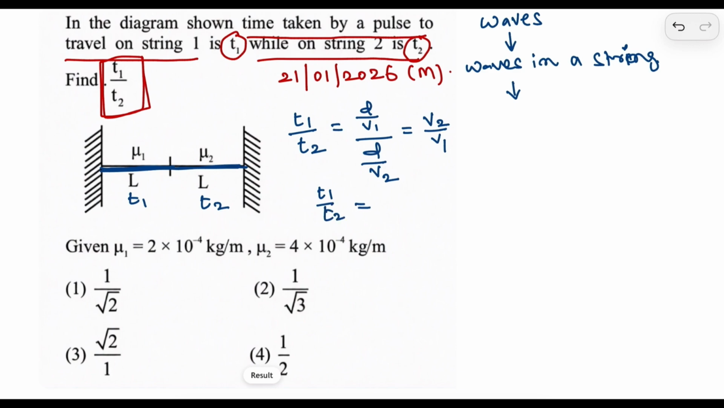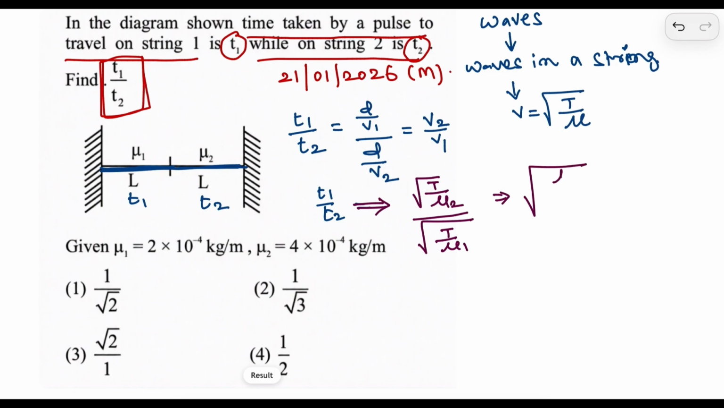So what is the velocity in a string? V equals under root of T by mu, with the regular meanings: T is the tension in the string, mu is the linear mass density. Extending this, T1 by T2 is under root of T by mu 2 divided by under root of T by mu 1, which equals under root of mu 1 by mu 2.